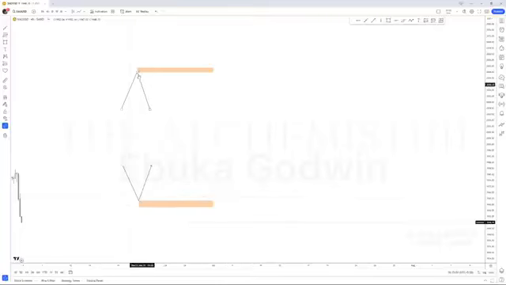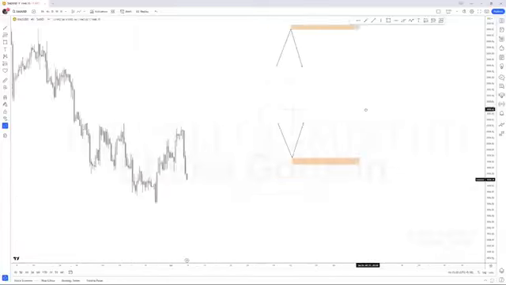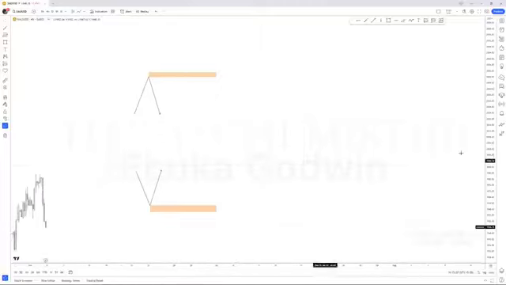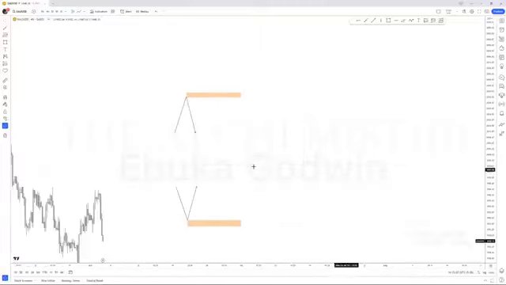Now, remember this resistance is formed when you have a bullish candle and a bearish candle. When you have a bullish candle followed by a bearish candle, we have a resistance. When we have a bearish candle followed by a bullish candle, we have a support. I'll show you examples, don't worry. Let's go through this and then I'll show you examples in the chart.